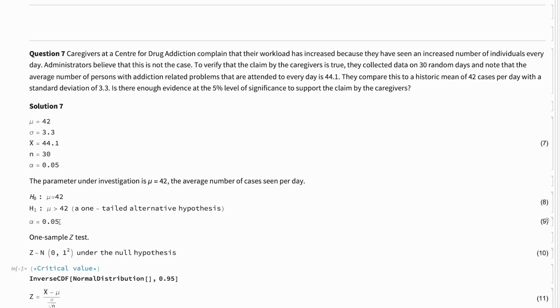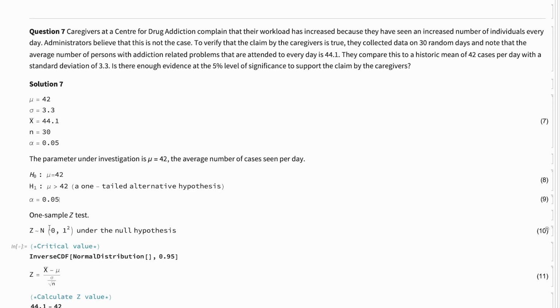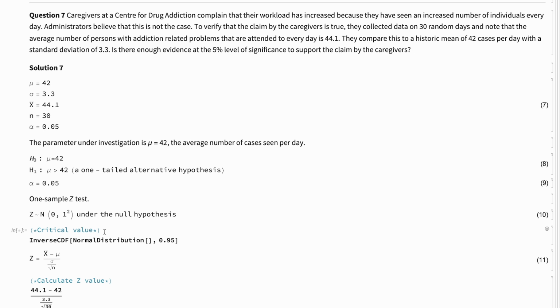Alpha is still 0.05. By step number 3, I've got a single sample of 30 data points. I know the population standard deviation. I'm going to use the one sample Z test. The test statistic for this test is the Z statistic, and it is described by the standard normal distribution under the null hypothesis. Now I have to calculate a critical value for this.